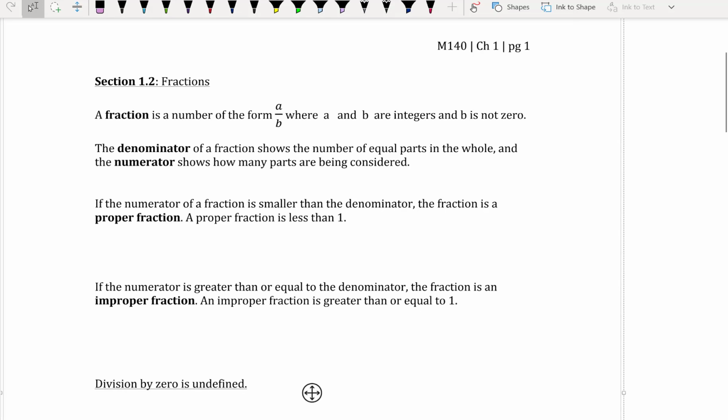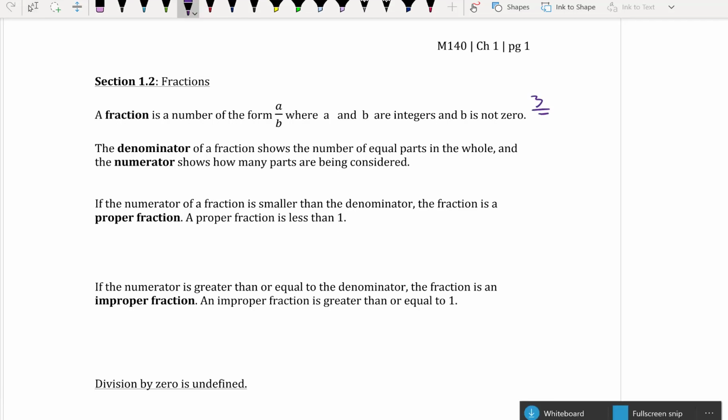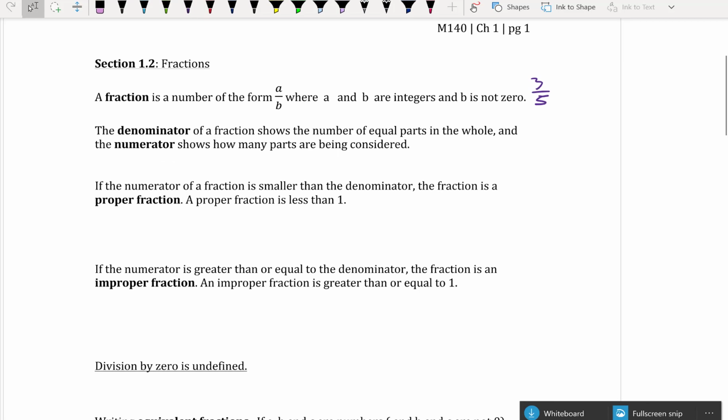So a fraction is a number of the form a over b, where a and b are integers and b is not a zero. So of course you've seen fractions like maybe 3/2, right? The denominator of a fraction, the thing on the bottom, shows the equal parts in the whole, and the numerator shows how many parts are being considered. So up on top you always have the numerator. So we have the denominator and we have the numerator, and that can tell you a lot about our fraction.